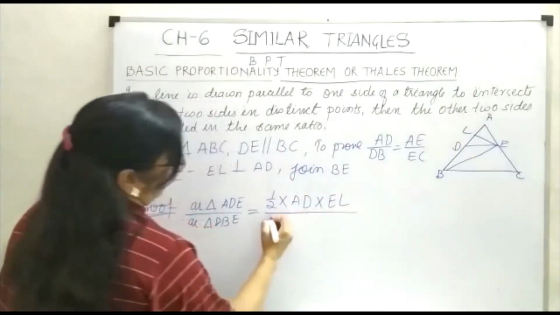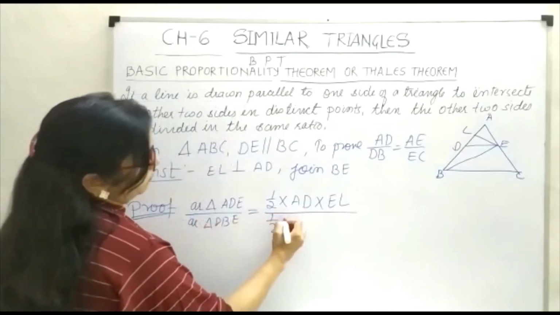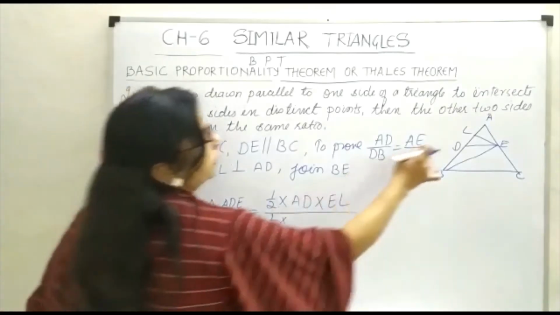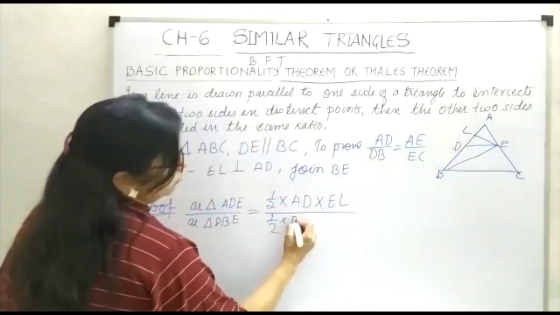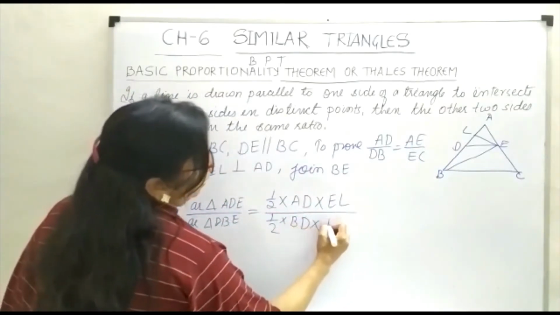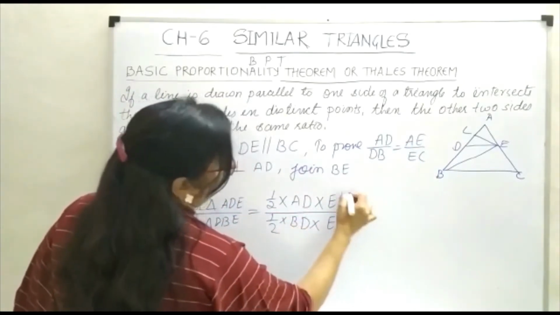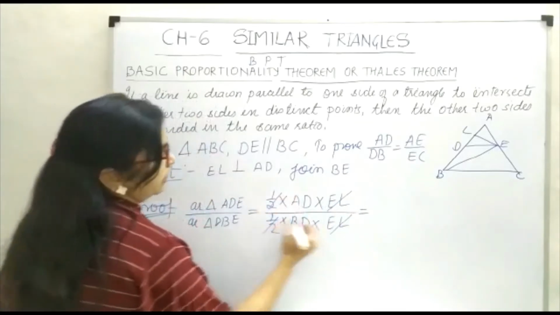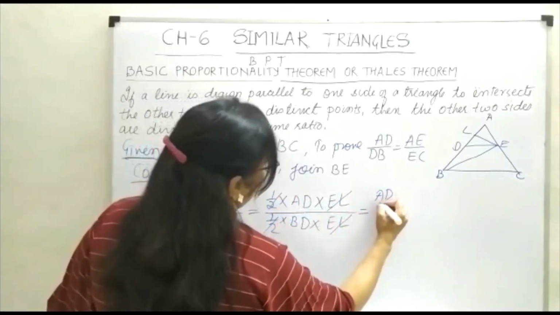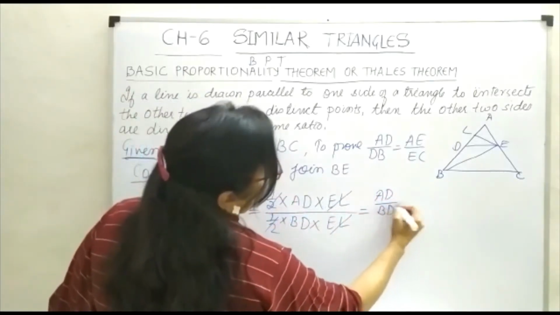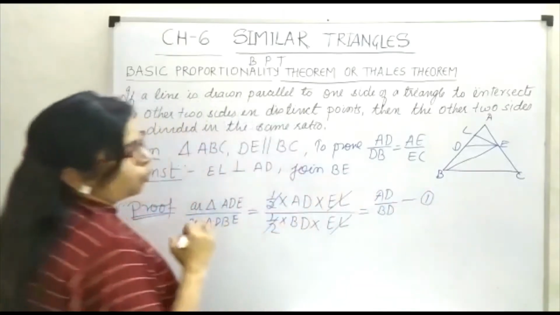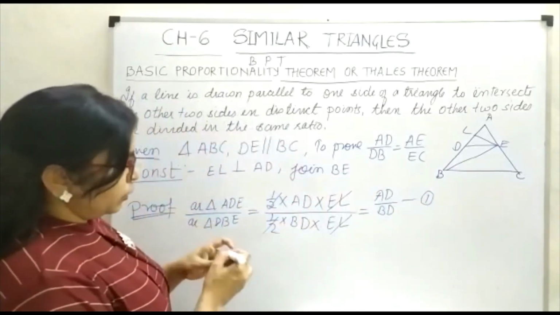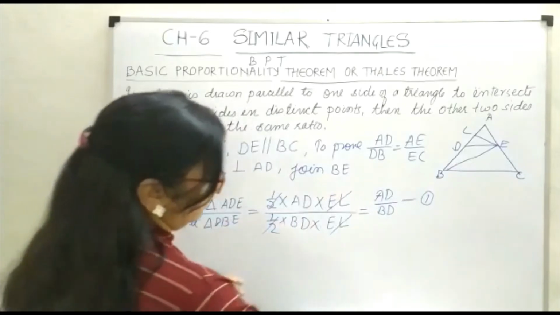In the same way, area of triangle DBE will be half, your base here, you will be taking this BD, into height, that is EL. And from here, EL and EL will be cancelled. You are here with AD upon BD, and give it equation number 1. In the same way, we will do one more construction for the second half.